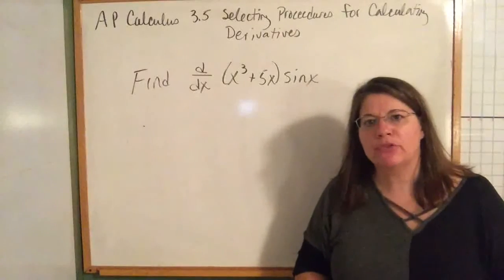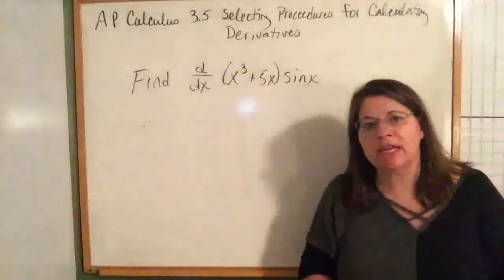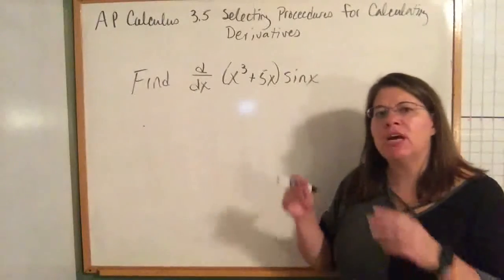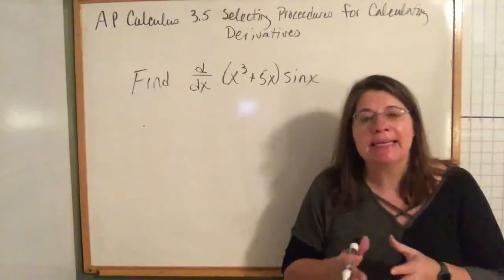This is AP Calculus 3.5, and in this section we're going to select procedures for calculating derivatives. And we've done everything from this section already. We're just now going to combine different methods.